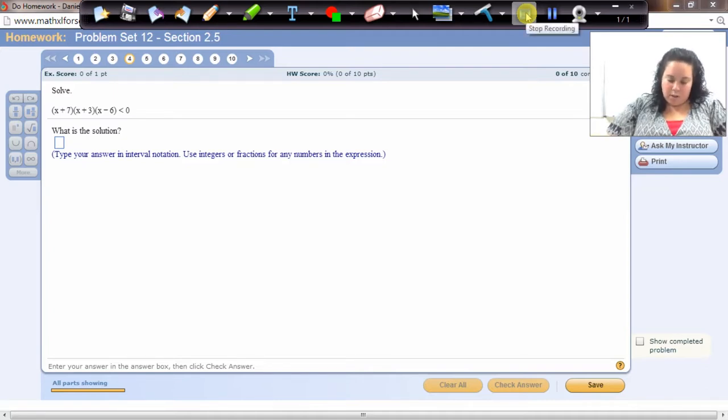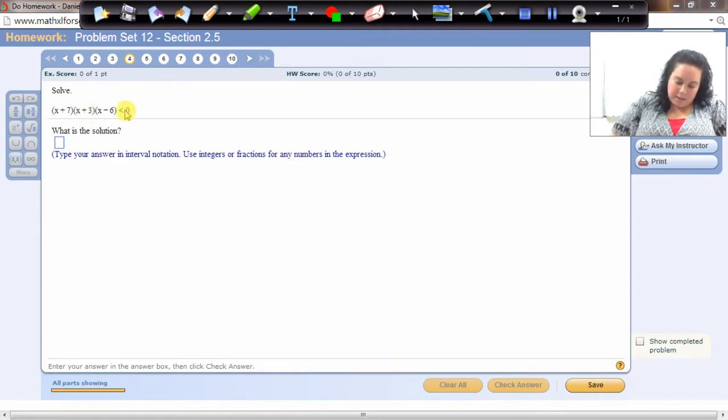Okay, we want to solve this nonlinear inequality. Notice that it's already factored for us. That makes it a lot easier. Okay, we can use the solutions to the equality to help us.